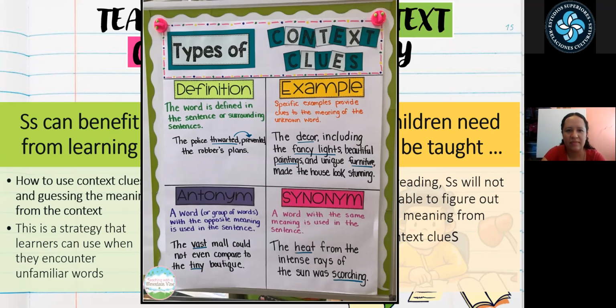So also the age of the children. In this case, we can apply it for children of 7 to 8 or 9 years old, because they can understand what is a definition, the example, the antonym, and the synonym. So it's more difficult for students from 5 to 6, right? They are very young. But you can apply these in your classroom. These are the context clues.